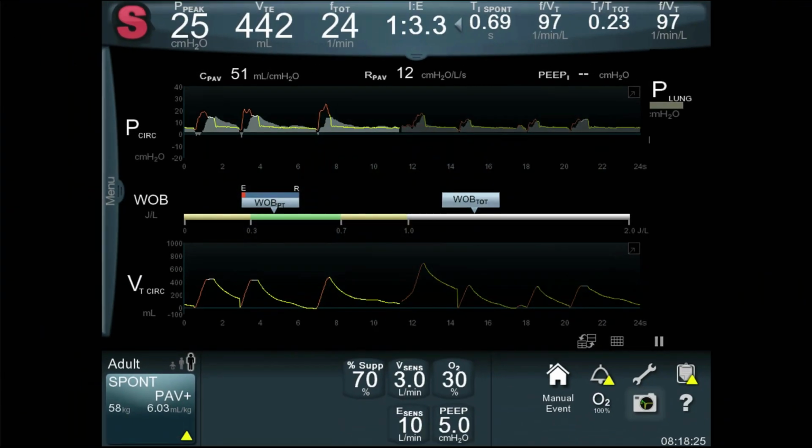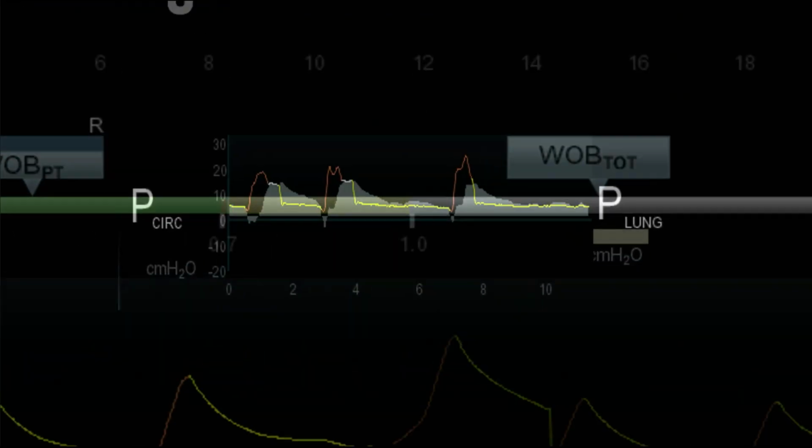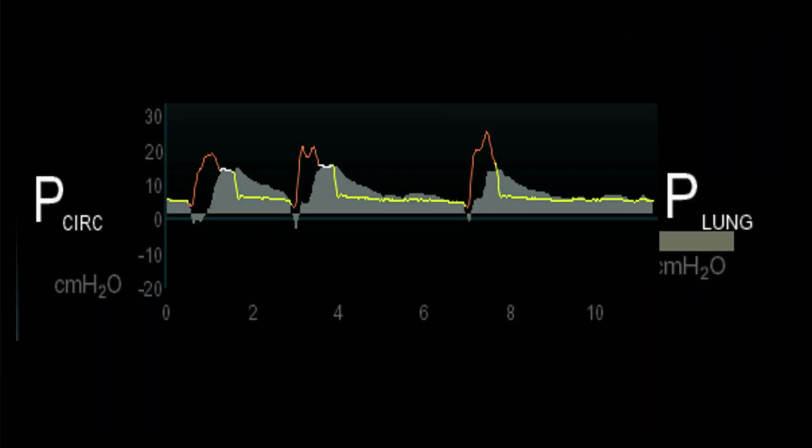Let's zoom out and look at the rest of the ventilator screen. Note that there are 4 different waveforms on the screen. The first we've already looked at. That's the work of breathing power bar. Let's visit waveforms 2 and 3. These are the 2 pressure waveforms. The first is the pressure supported waveform.